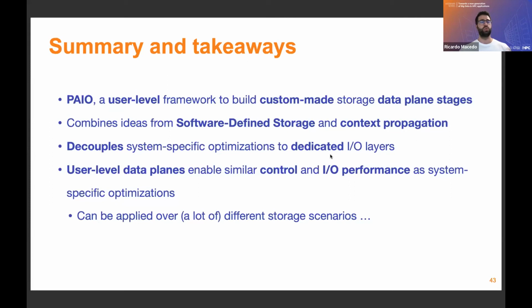Let's say that we want to enforce QoS policies over a complete infrastructure. We can achieve that by having different data plane stages at compute nodes, controlling the rate of both data operations and metadata operations. We can put different data plane stages in a vertical way, targeting different layers of the IO stack and more. And this can be applied over cloud, application-specific, or HPC infrastructures.